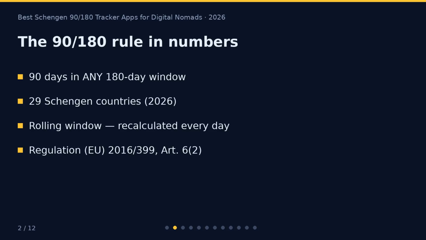The legal basis is Regulation EU 2016/399, Article 6, Paragraph 2, the Schengen Borders Code. There is no reset when you leave. That rolling window is exactly what a Schengen tracker app has to compute correctly.